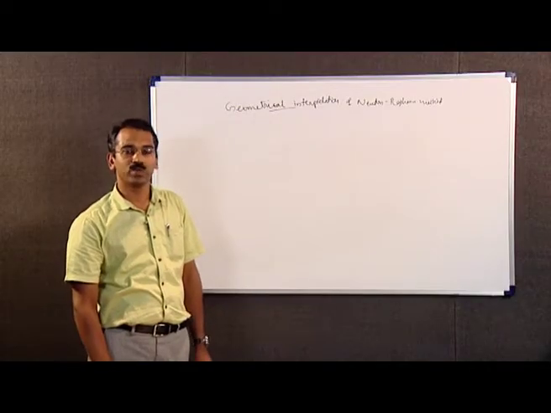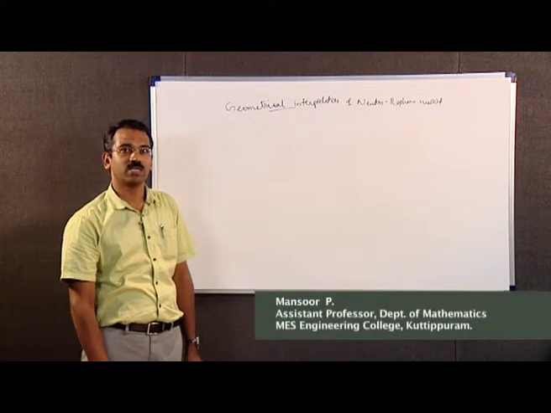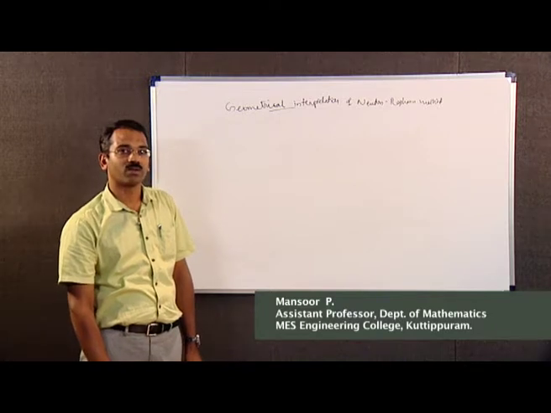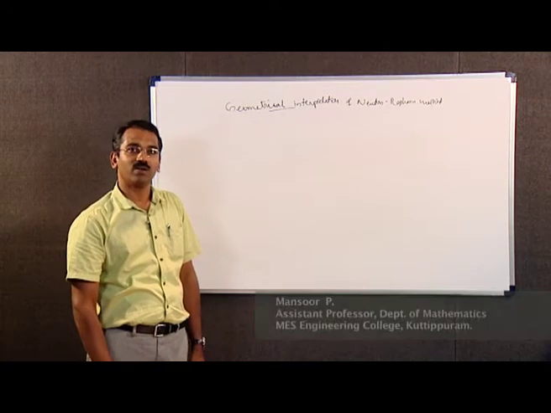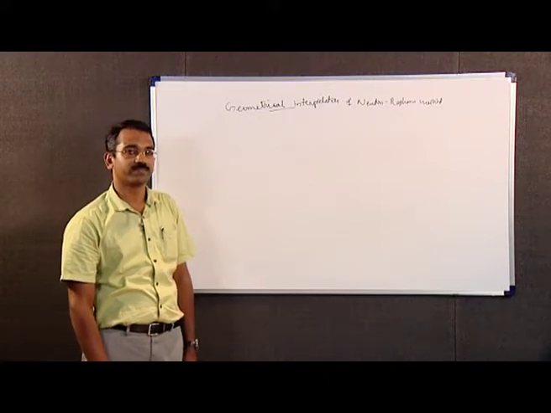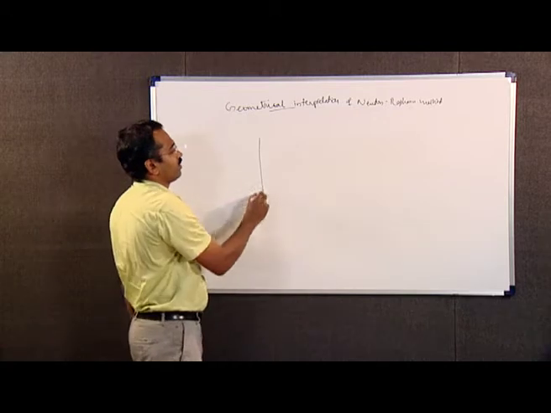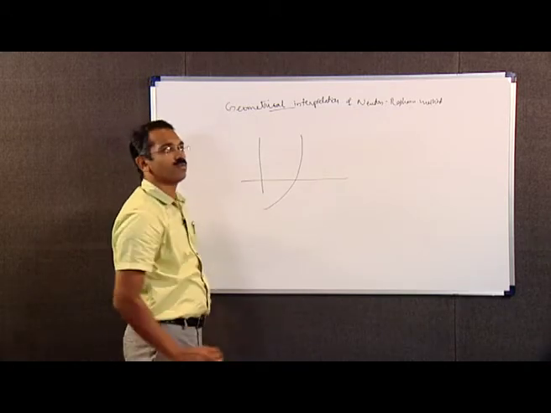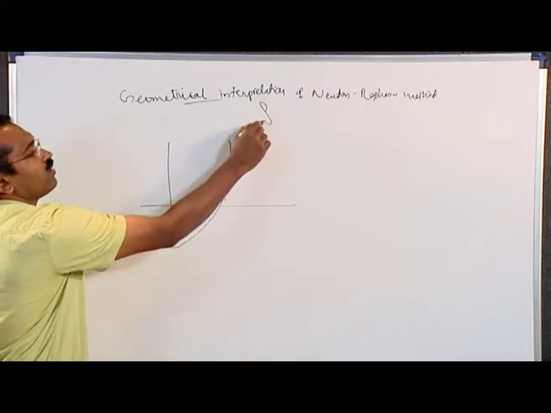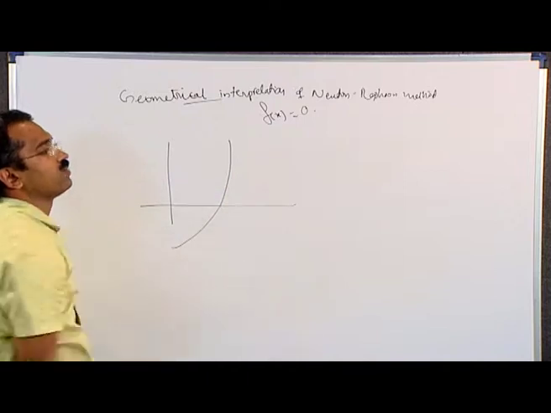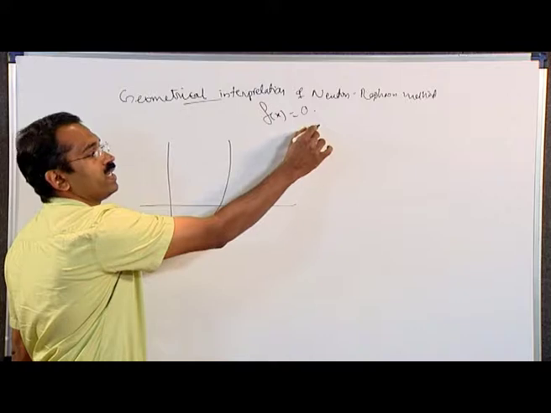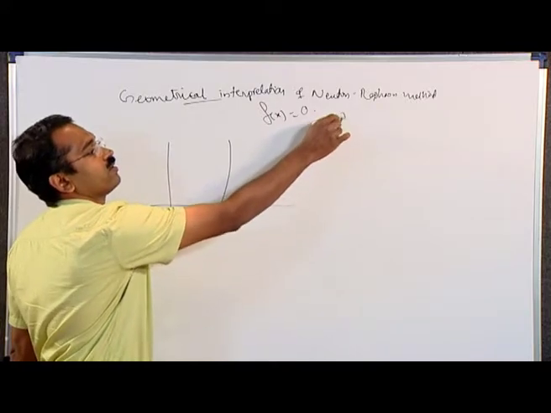Welcome back to the session on numerical methods. In the previous session, we derived the Newton-Raphson formula. Now, here I shall discuss the geometrical interpretation of the Newton-Raphson method. Consider the graph of y equal to f of x. We have to solve the equation f of x equal to 0. By the location theorem, first we find an interval in which the root lies.